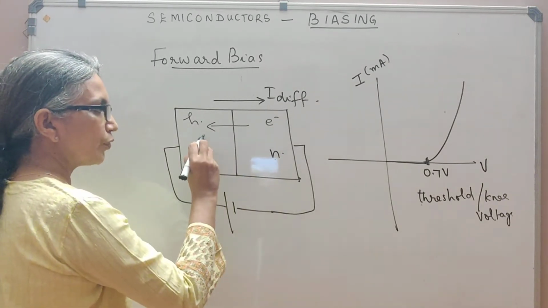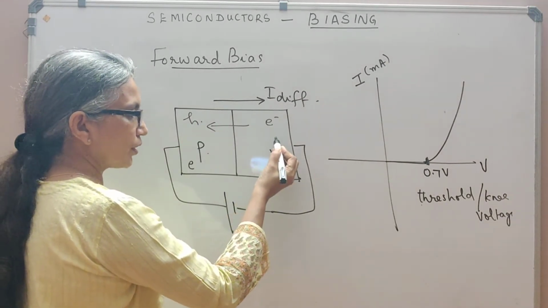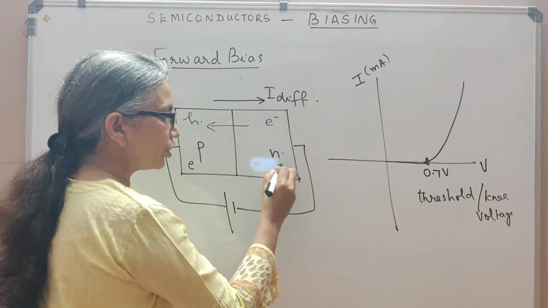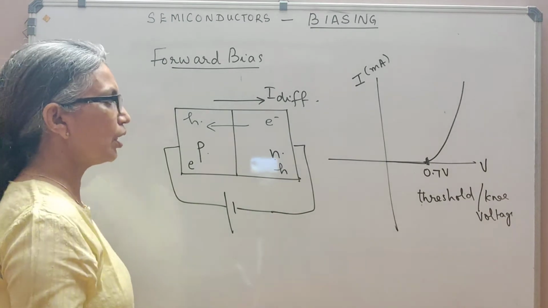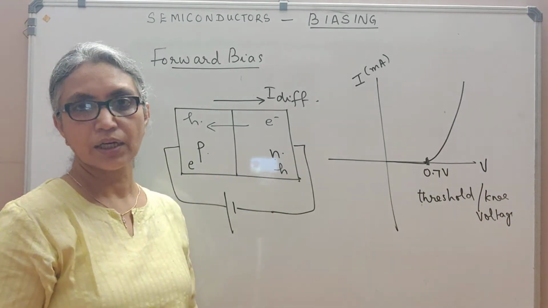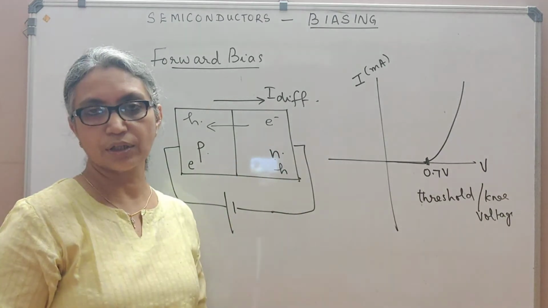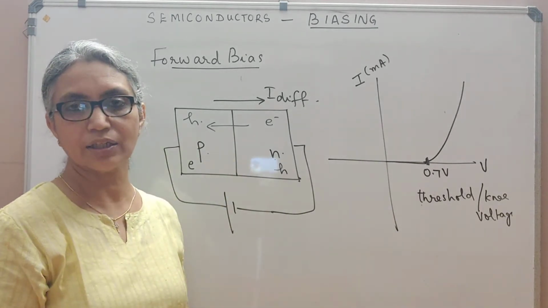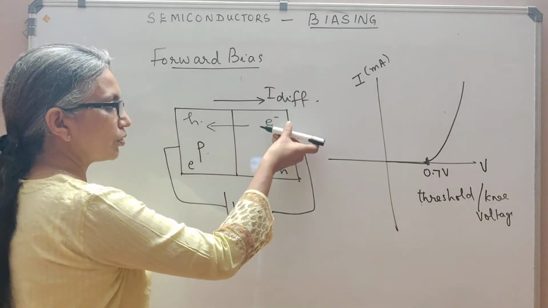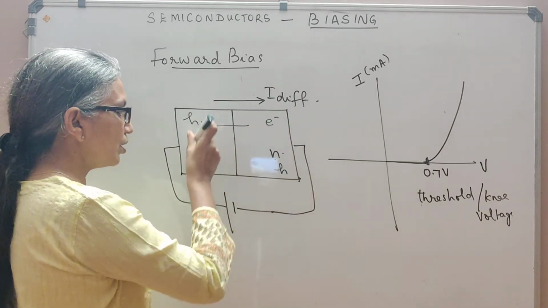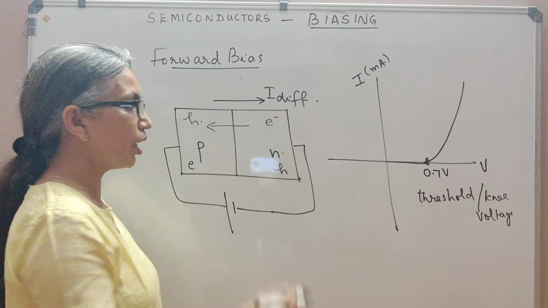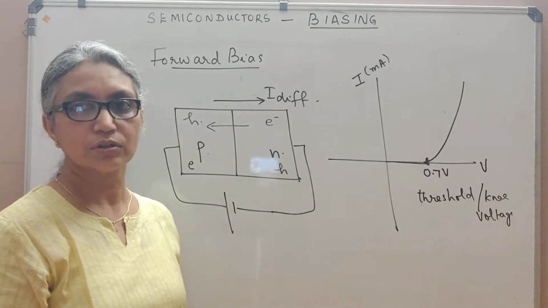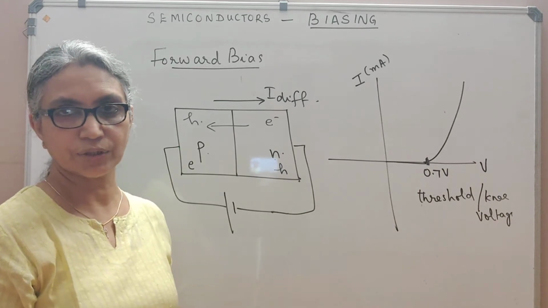Similarly, as electrons move to this side, holes move to this side. Here holes are the majority carriers, but as they enter the N region, holes are the minority carriers. And so under forward bias, when diffusion current is flowing across the junction, we have what is called minority carrier injection, which means the electrons are being injected into a region where they are the minority, and holes are being injected into a region where they are the minority.